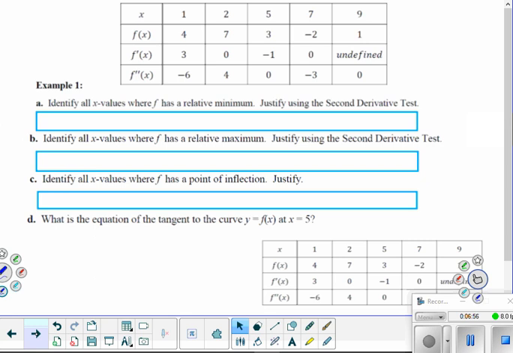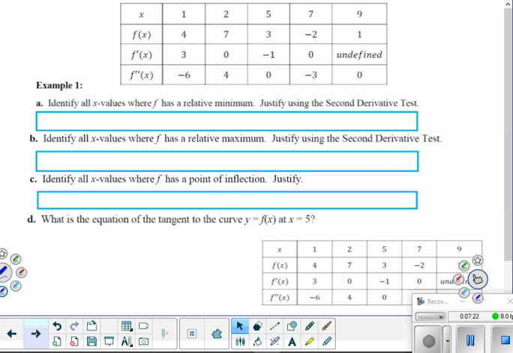So example 1, I told you we would work with a table of values. Oh wow, we got all kinds of information. We know f of x, we know f prime of x, and they're giving us f double prime. So identify all the x values where there is a relative min. Justify using the second derivative.